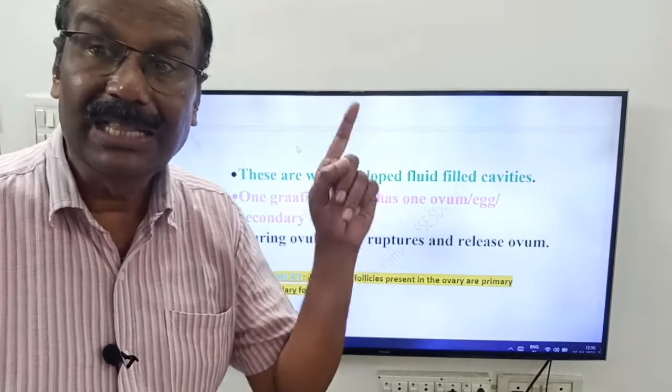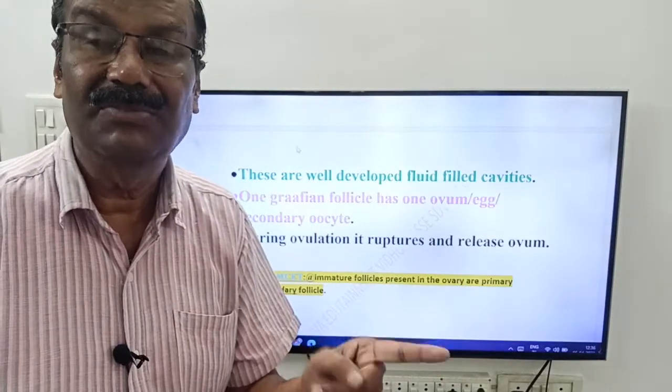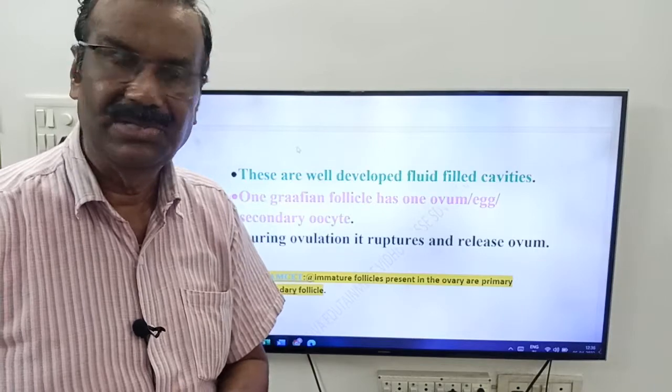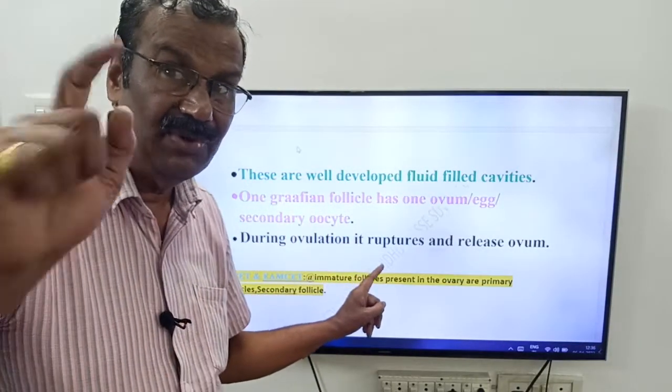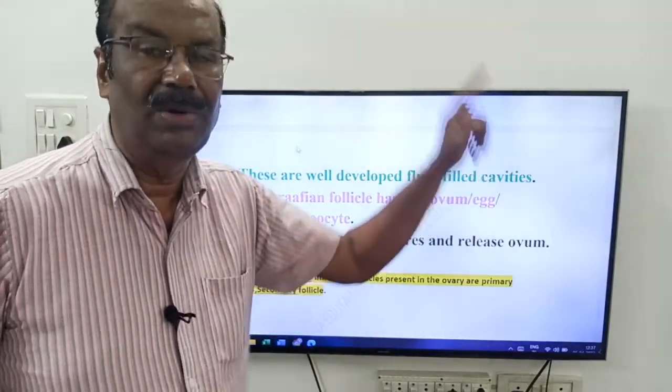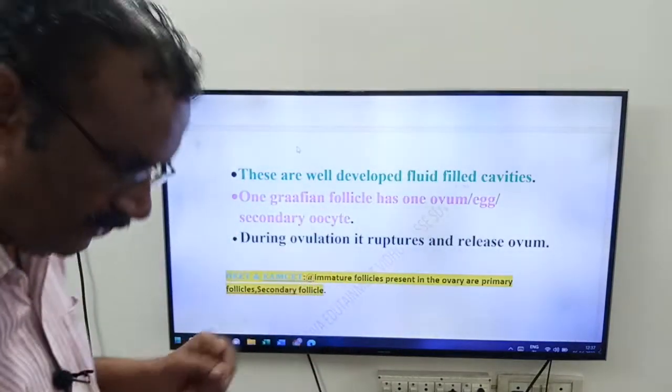What are they? They are the mature or tertiary follicles. Okay, friends. During ovulation, it means what, friends? The Graafian follicle ruptures and releases the ovum. Okay, friends. That's called ovulation.